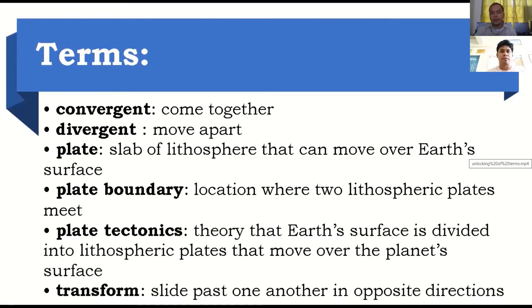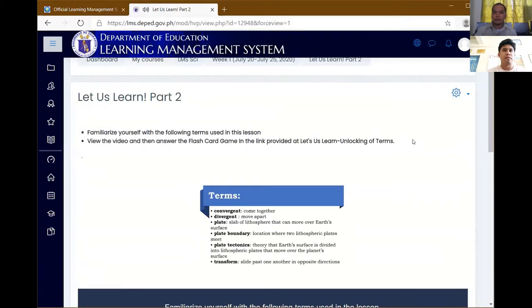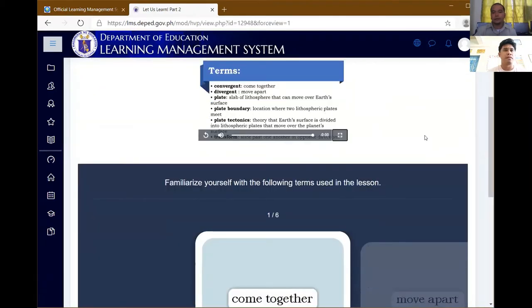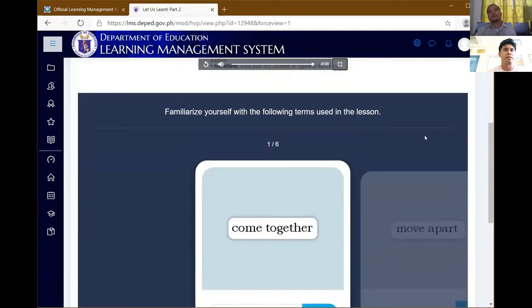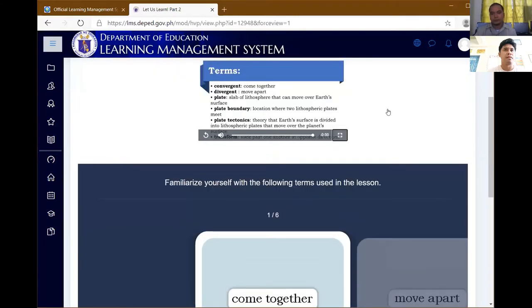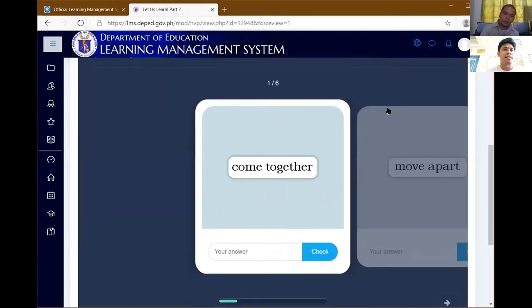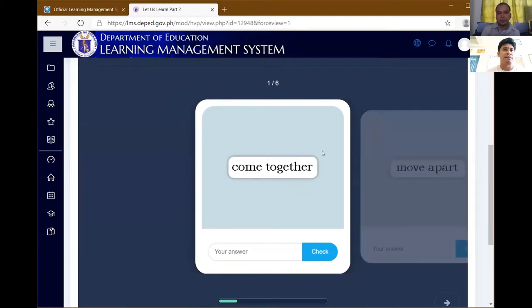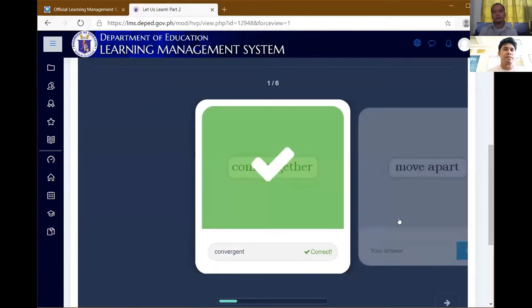Okay, now you can answer the flashcard game. Just roll down the mouse below, and then, as you can see, the given are the terms you identify what it refers to. Where should I put my answer, sir? Put your answer in the your answer portion of the flashcard. Just click the your answer like that. Very good. And then try to answer it. Then I will click the check, sir. Yes. Okay, very good.